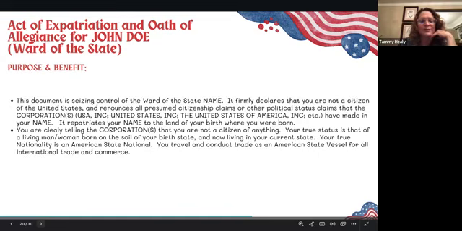It repatriates your name to the land of your birth where you were born. You are clearly telling the corporations that you are not a citizen of anything. Your true status is that of a living man or woman born on the soil of your birth state and now living in your current state. Your true nationality is an American state national. You travel and conduct trade as an American state vessel for all international trade and commerce.